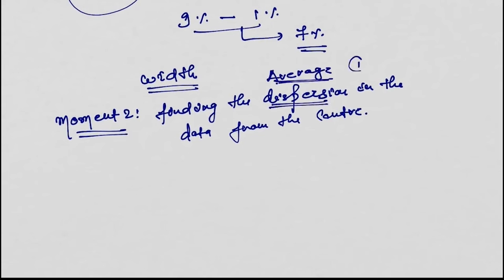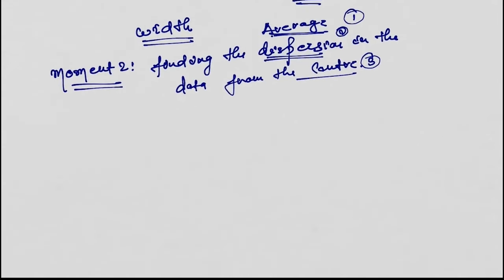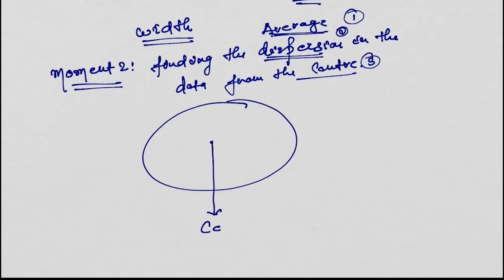So there are 3 points. Finding the average, second is dispersion, and third is from the center. So you have to find out the average dispersion, not only the dispersion. On an average, kya dispersion hai center se. So if this is my population and this is my center, and these are my data points, if I ask you, find out the average dispersion in the data from the center.